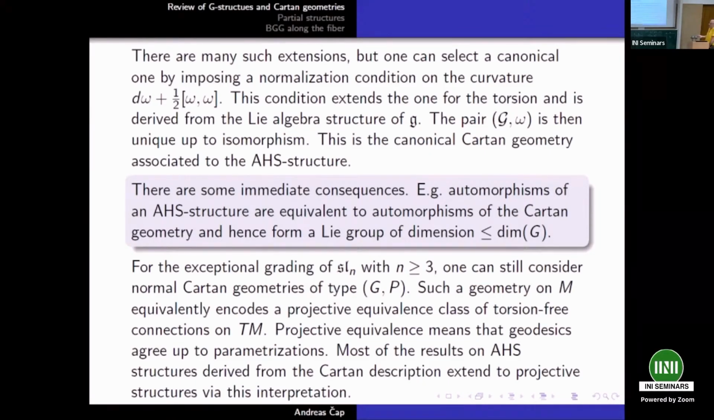And then it turns out once you're in this Cartan picture, then most of the results on AHS structures that are derived from the Cartan description extend to projective structures. So this refers to all these things like tractor bundles, tractor connections, distinguished curves. All these things can be generalized without problems. Yeah, also BGG machinery and things like that.